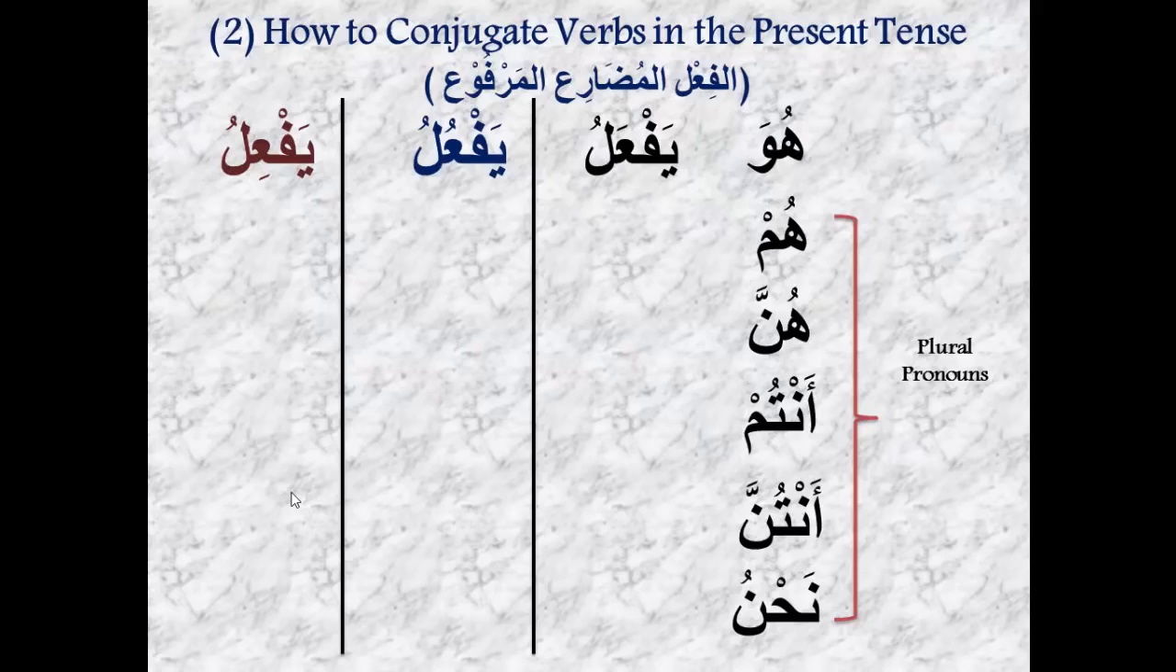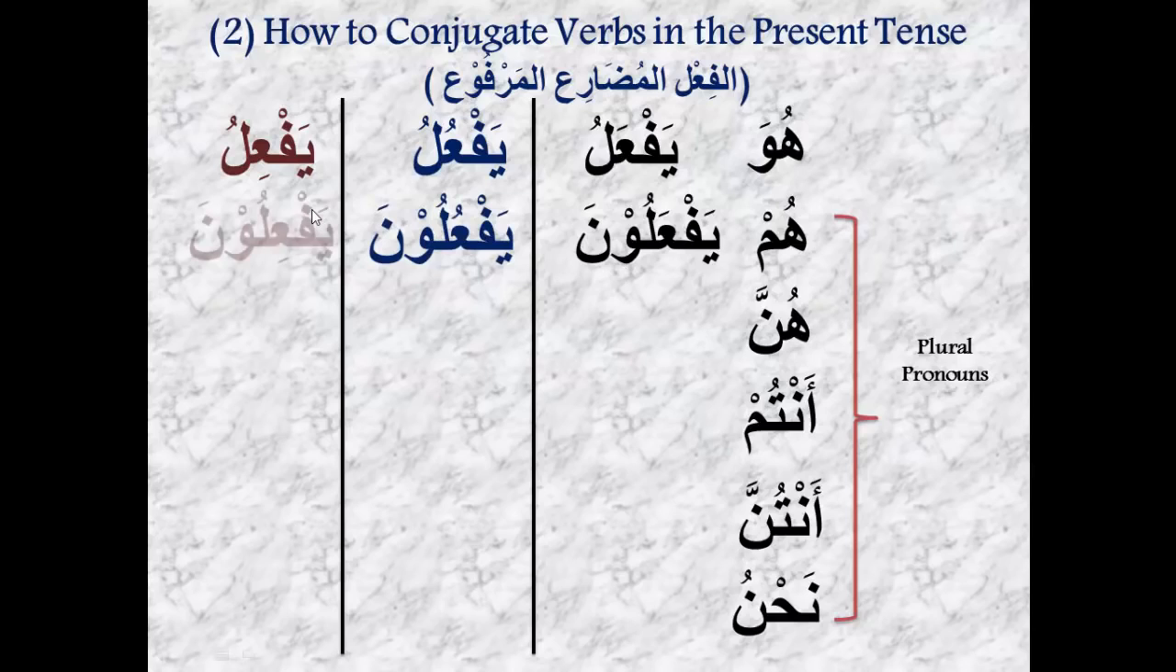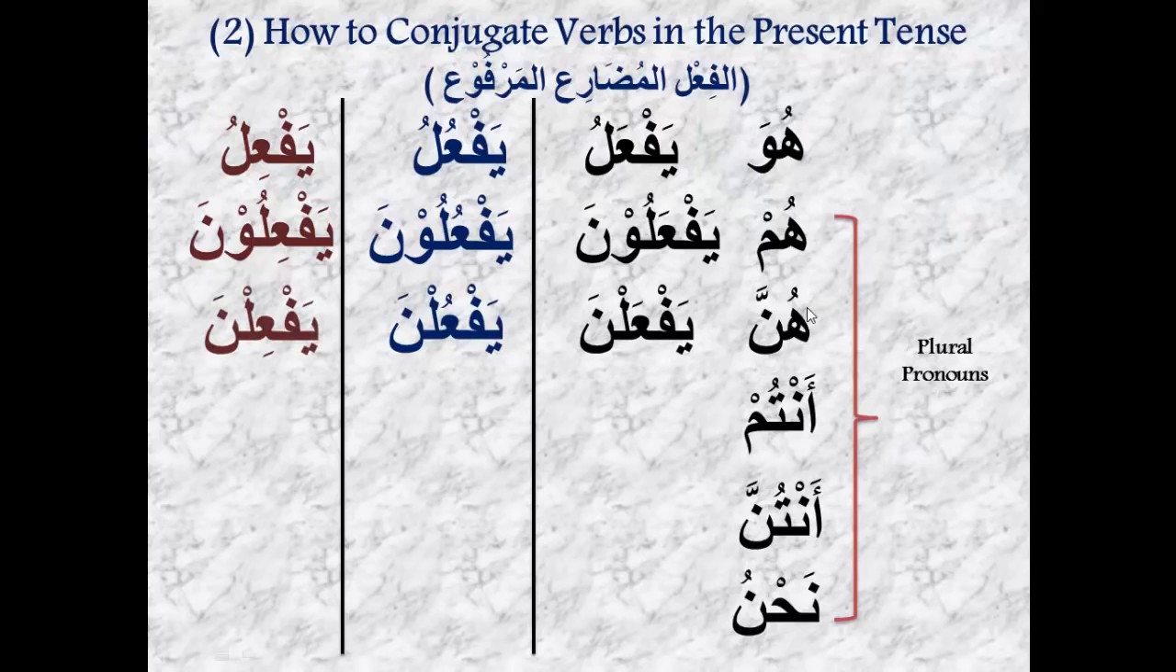Moving on to the rules for the plural pronouns, we have on the very top hum, which means they, masculine, hunna, they, feminine, antum, you all, masculine, antunna, you all, feminine, and nahnu, which means we. Again, each of these three columns represents the three different middle vowels that you can get on top of the middle root letter. Huwa yaf'alu, hum yaf'aluna. Notice how we've added una to the end. Huwa yaf'ulu, hum yaf'uluna. Huwa yaf'ilu, hum yaf'iluna. Hunna yaf'alna, hunna yaf'ulna, and hunna yaf'ilna. We've added a sukun onto the lam, and we've added a noon with fatha afterwards.